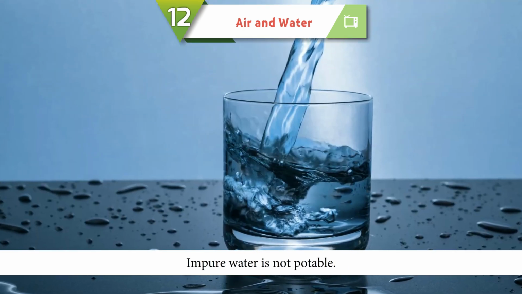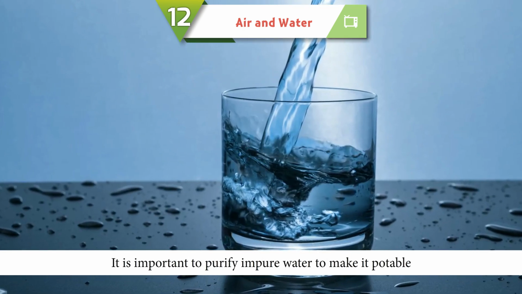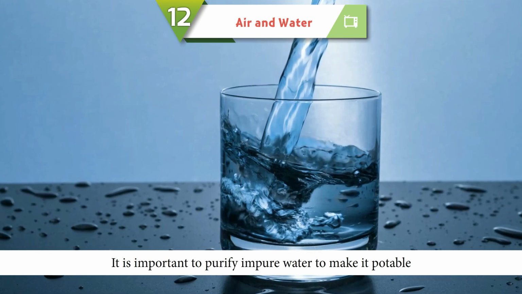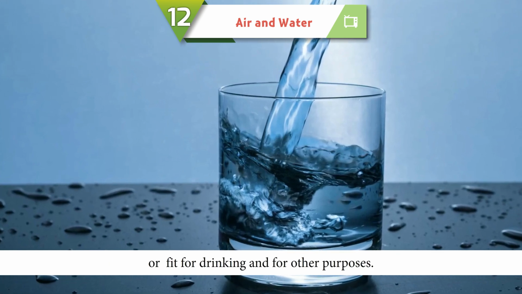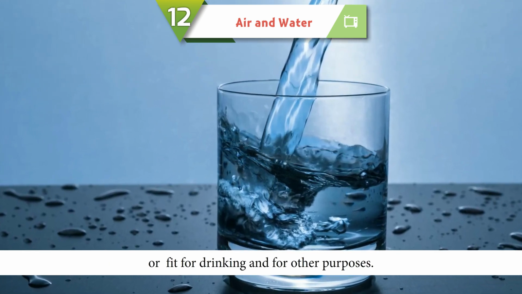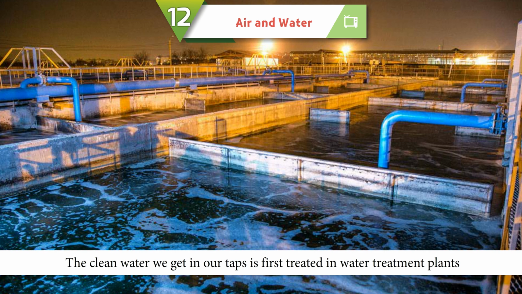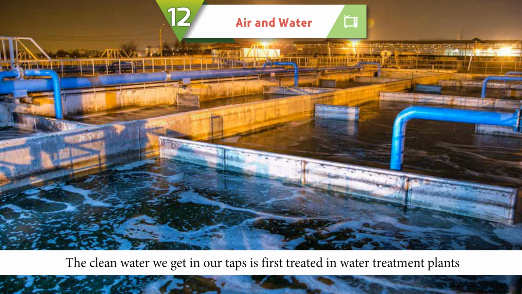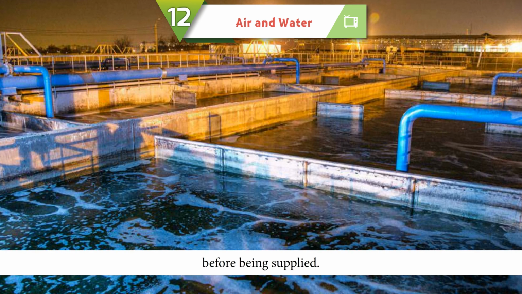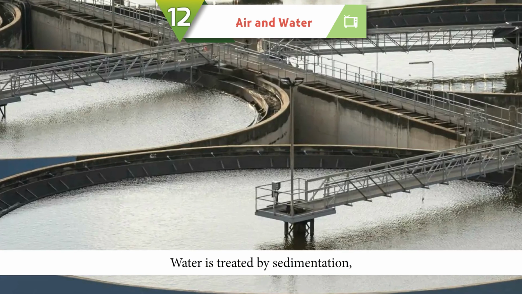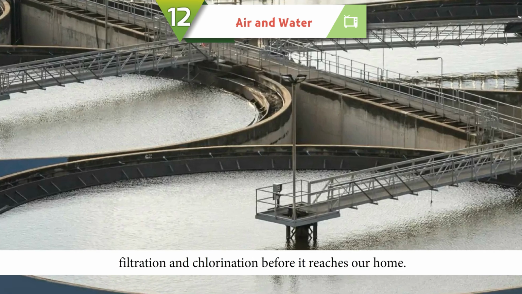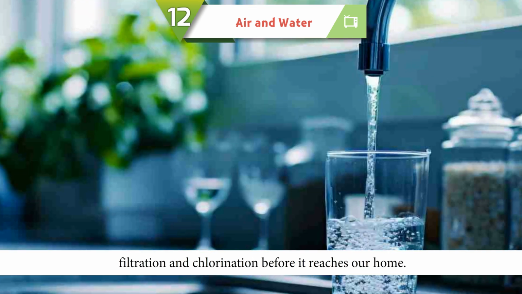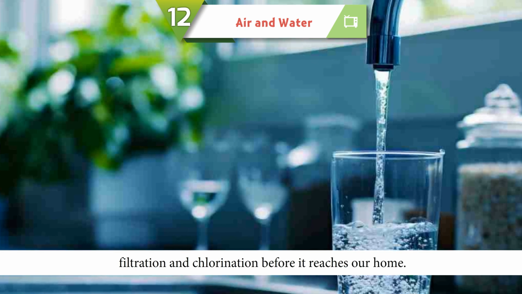Impure water is not potable. It is important to purify impure water to make it potable or fit for drinking and for other purposes. The clean water we get in our taps is first treated in water treatment plants before being supplied. Water is treated by sedimentation, filtration, and chlorination before it reaches our home.